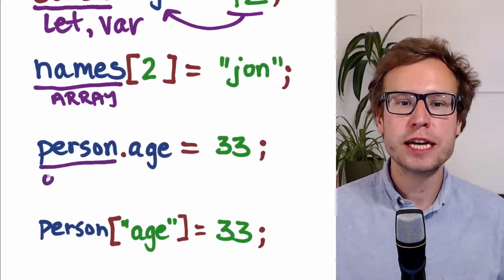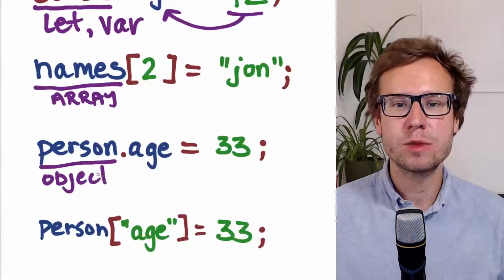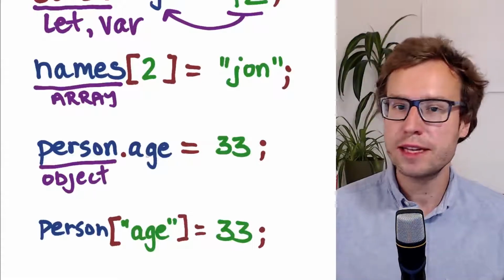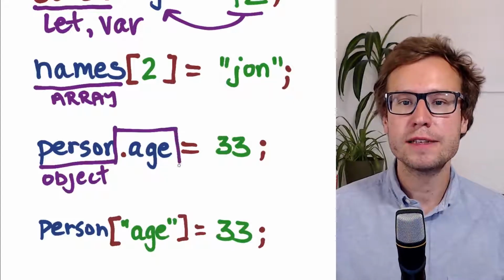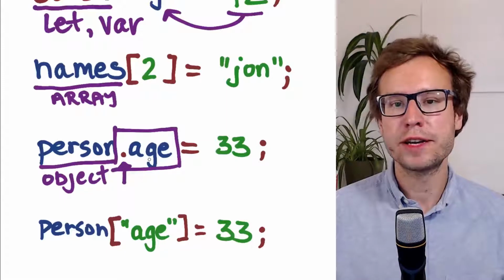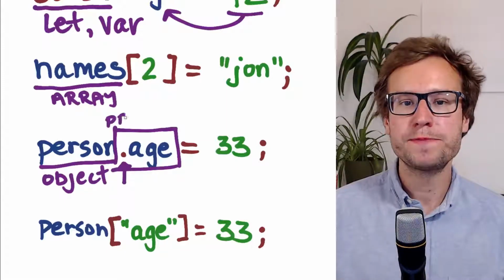Now, what if we actually have an object like this one here? Well, similar thing, except now we can use this property syntax, right? Which is using the dot operator. That's a property.